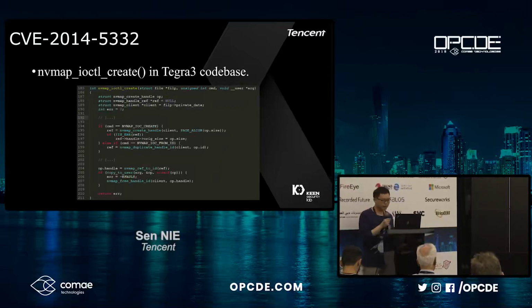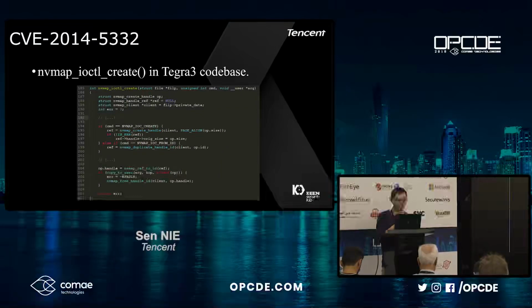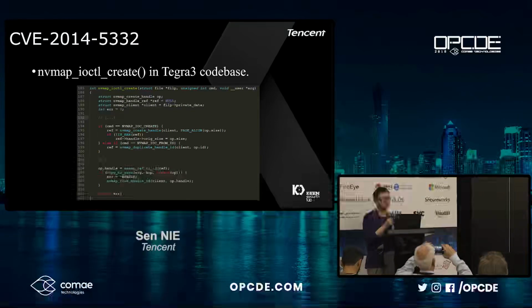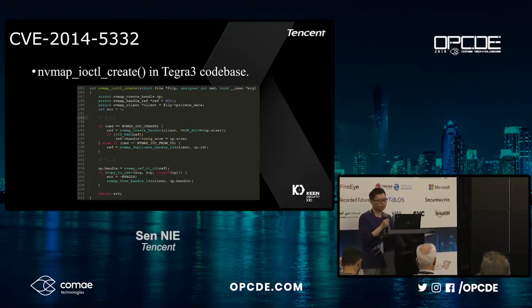Because it's in the NV map module, we need to review it. But this bug is exploited on the Nexus 9, which is not the same code base as Tesla. Tesla is similar to the Nexus 7 phone, I think.